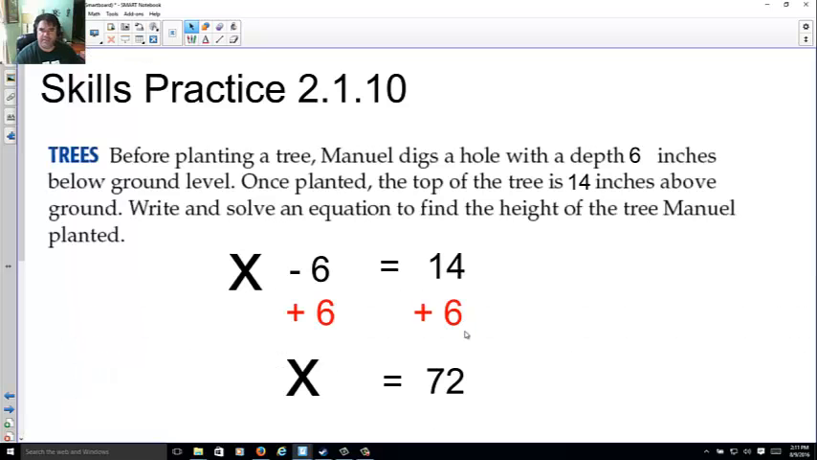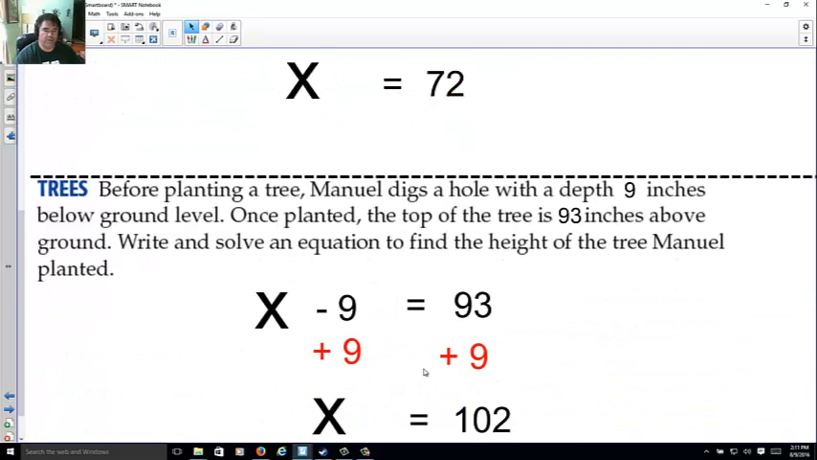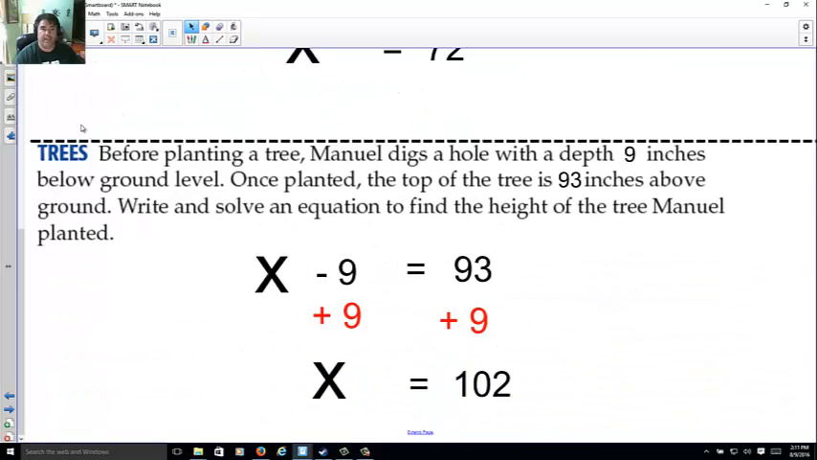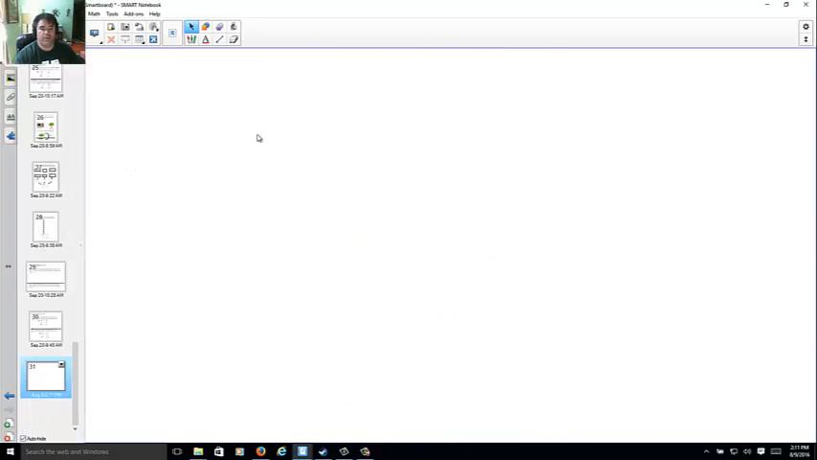For the first one, we add 6 to both sides, so we need a 20-inch tree. Second one, after you add 9 to both sides, you need 102. And that does it. We are done with this section.